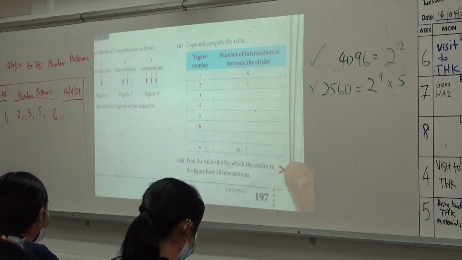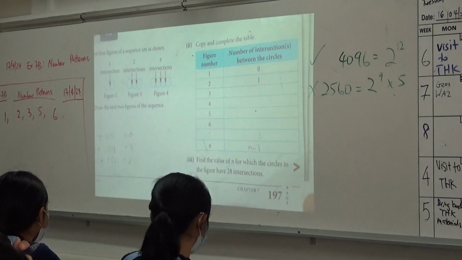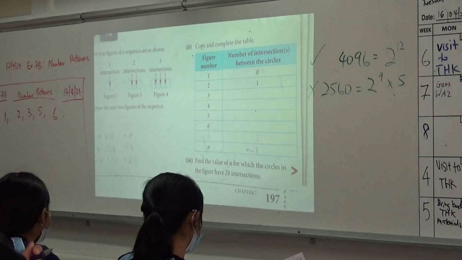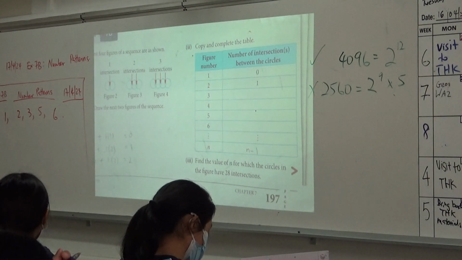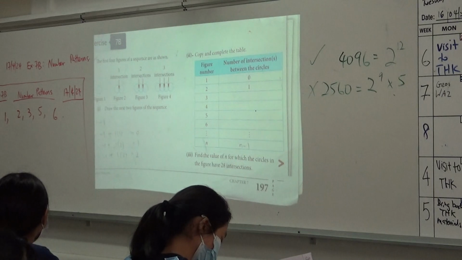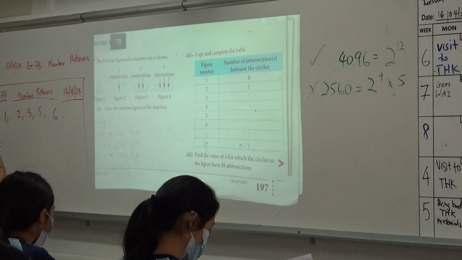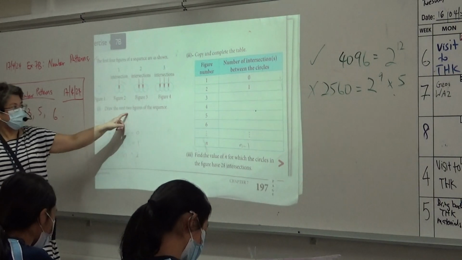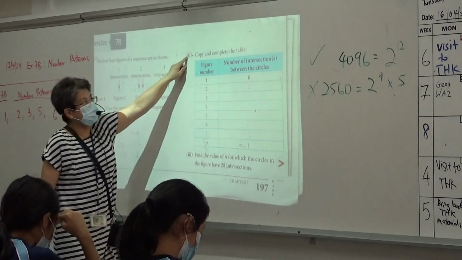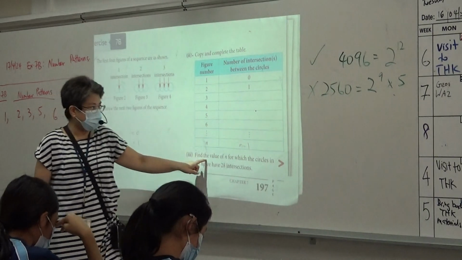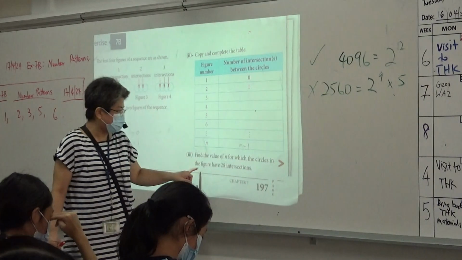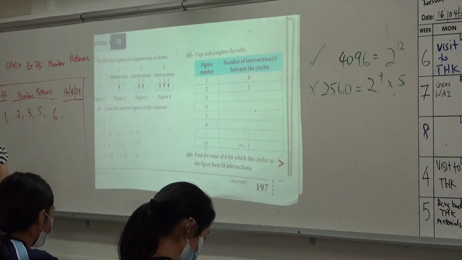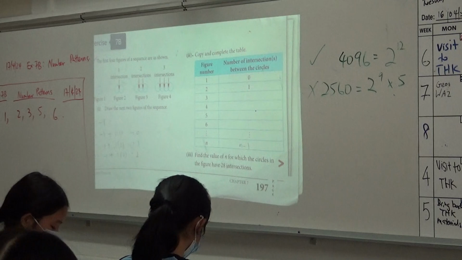This is the question, right? All look up. The first 4 figures of a sequence are shown. Draw the next 2 figures of the sequence. Copy and complete the table. Find the values of n for which the circles in the figure have 28 intersections. I want all of you to look at the board first. Don't do first.